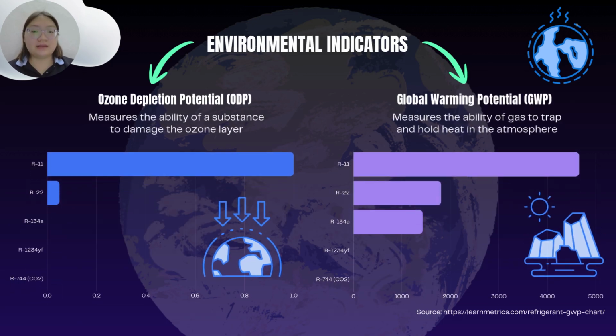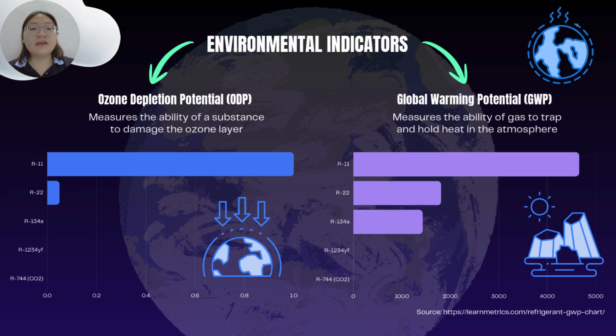Next, environmental indicators. There are two important environmental indicators, which are ozone depletion potential, ODP, and global warming potential, GWP. ODP measures the ability of a refrigerant to damage the ozone layer, while GWP measures the ability to trap heat in the atmosphere compared to carbon dioxide.